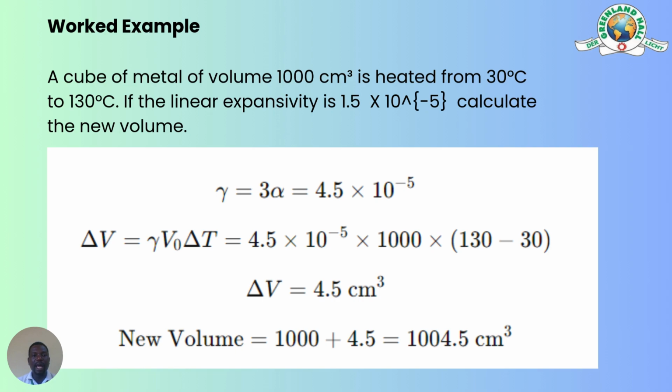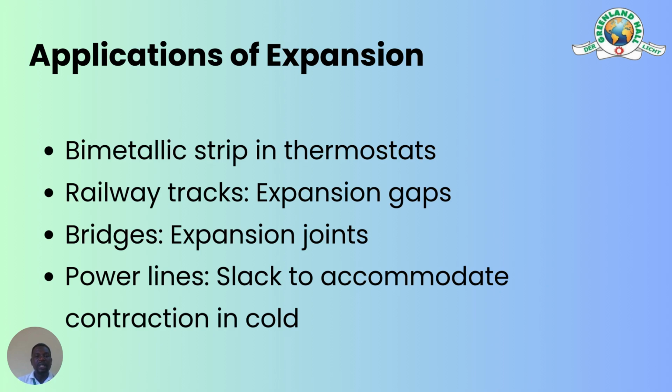Now, inputting our formula, change in volume is equal to, just like we have for alpha, this one is now gamma, V naught, then change in temperature. What is changing here is just the change in volume, original volume, then volume expansivity. The change in temperature still remains the same. So our change in volume will now be 4.5 centimeter cube. So our new volume will now be 1004.5 centimeter cube.